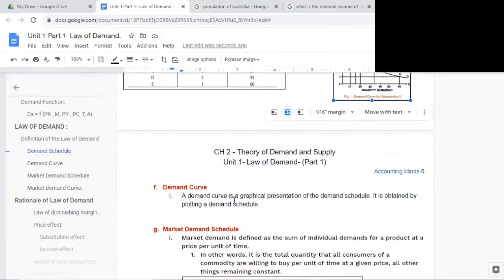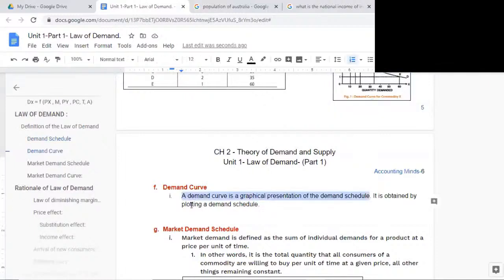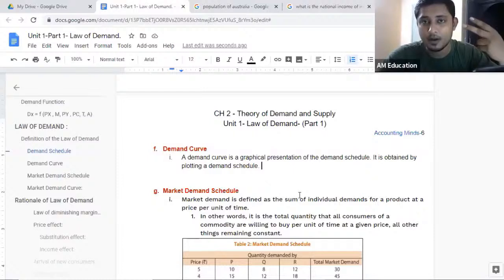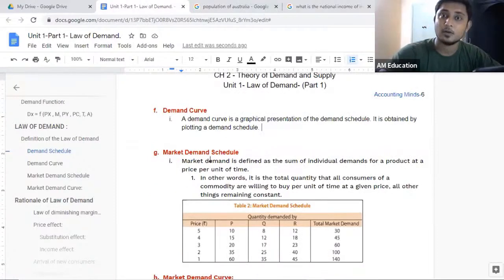A demand curve is nothing but a graphical presentation of the demand schedule. It is obtained by plotting a demand schedule. Understood? Understood demand schedule and demand curve? Yes, sir. Lovely. Then we have something called market demand schedule.